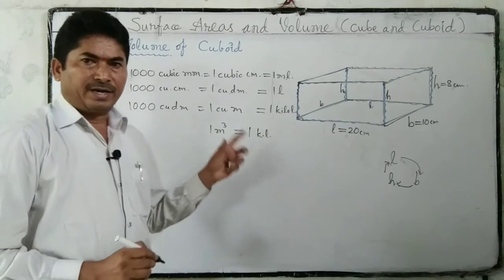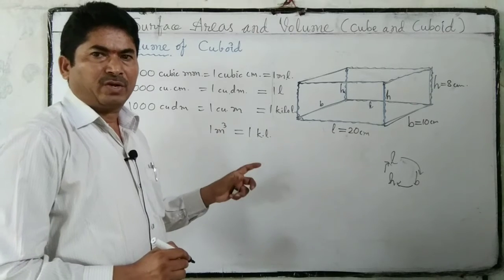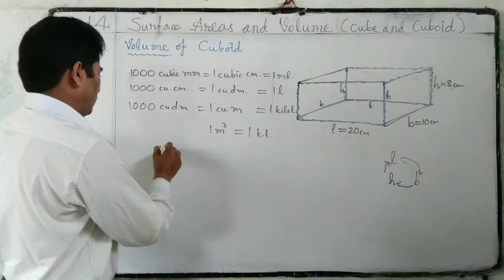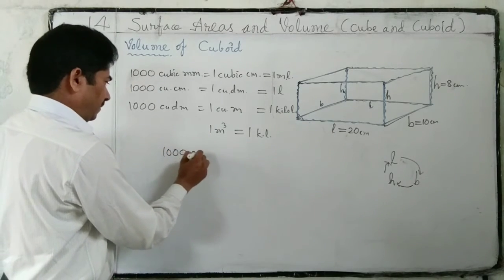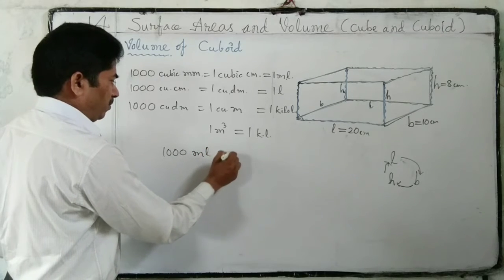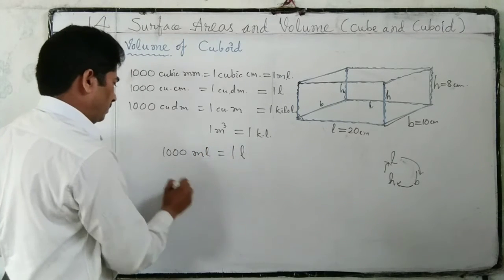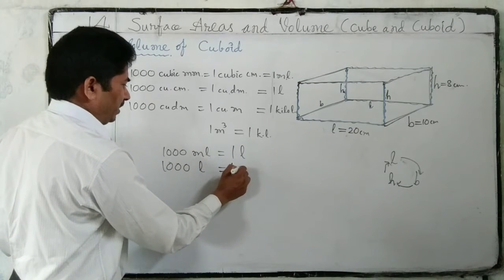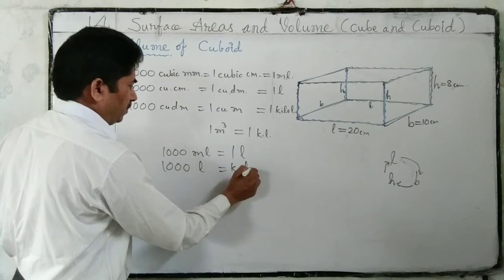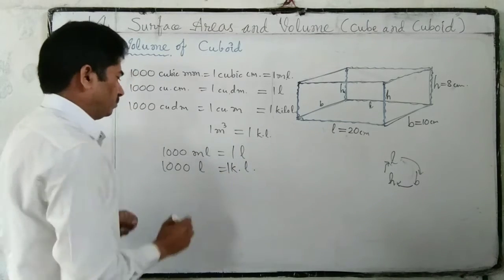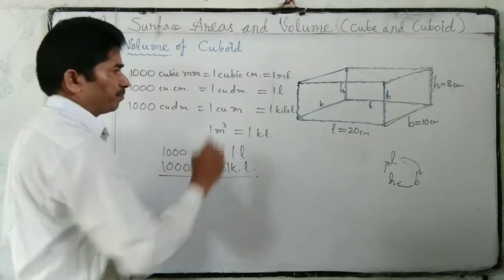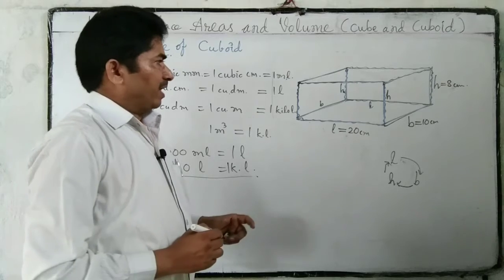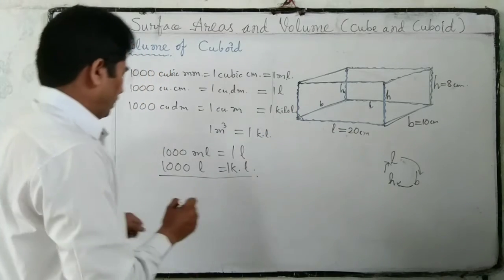We know already the relation between capacity: 1000 milliliters, 1 liter. 1000 liters, 1 kiloliter. So we know already. Now we can find volume of cuboid.